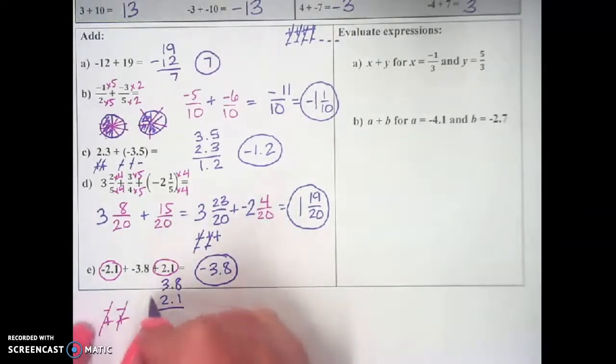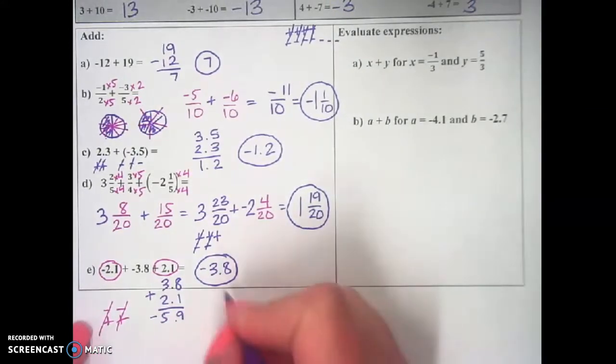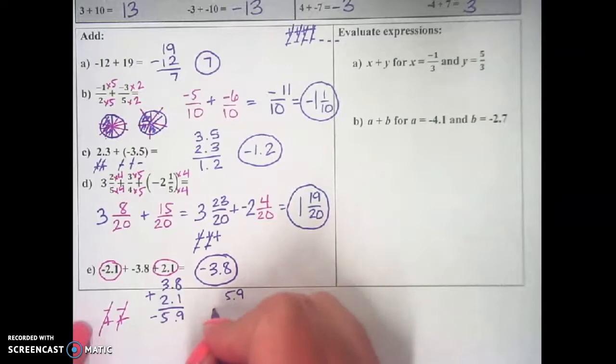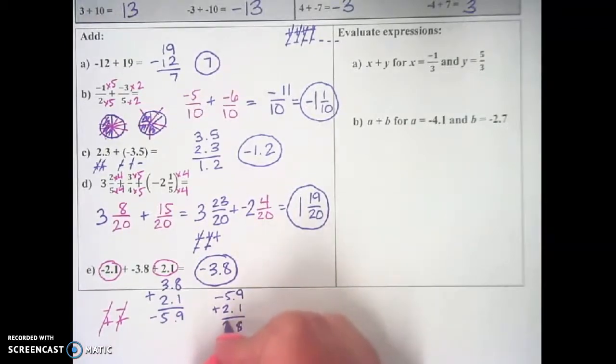You're welcome to add these. They both have the same sign, so I'd get negative 5.9. But then when you subtract it, because this one's negative and 2.1 was positive, you're just going to get right back to negative 3.8. Okay.